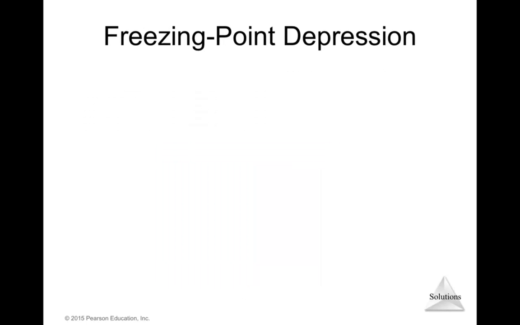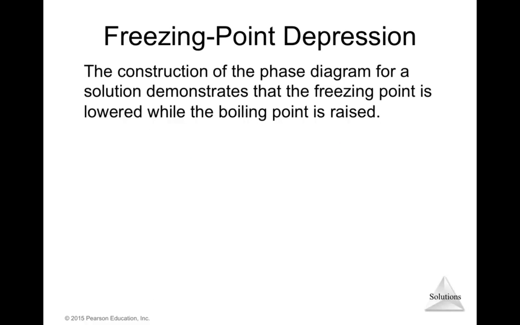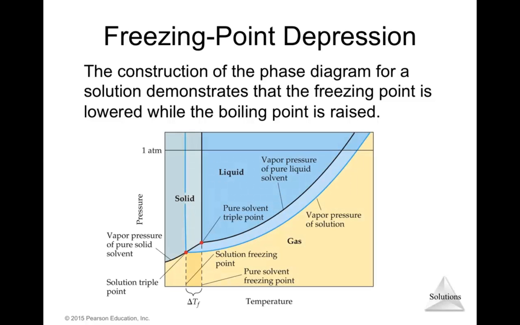So let's see what happens to the freezing point of a solution. The construction of the phase diagram for a solution demonstrates that the freezing point is lowered while the boiling point is raised. Here the freezing point is when you go from the liquid to the solid. So we are talking about this border. This represents the freezing point, but also the melting point. If you go from the liquid to the solid, we are talking about the freezing temperature. But if you're going from solid to liquid, we're talking about the melting point. But in this case, we're talking about the freezing point.